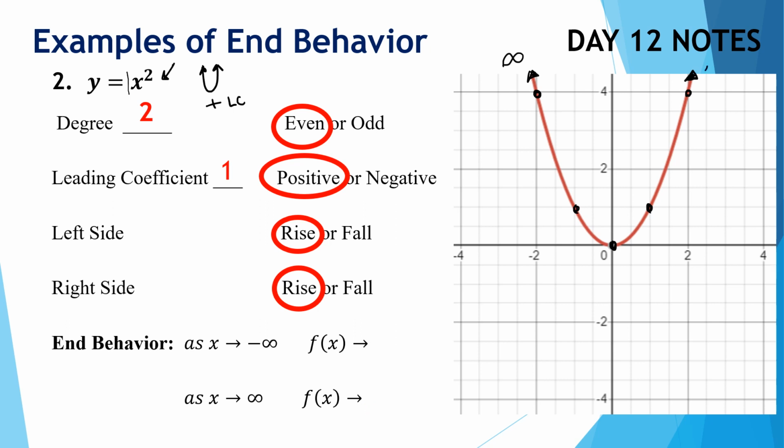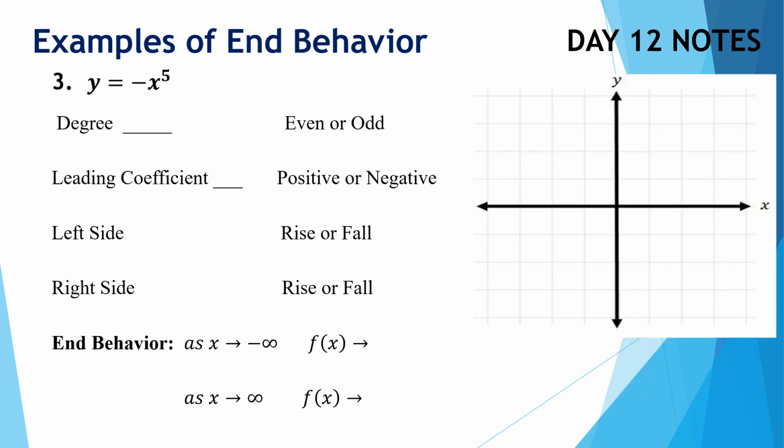Cool. So if it helps you to kind of write these little notes as you're going through, you're more than welcome to do that. On the left, as x approaches negative infinity, f of x rises or goes to positive infinity. It goes up. And on the right, as x approaches infinity, f of x also goes up and approaches positive infinity. Great job.